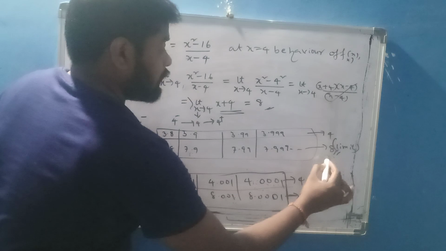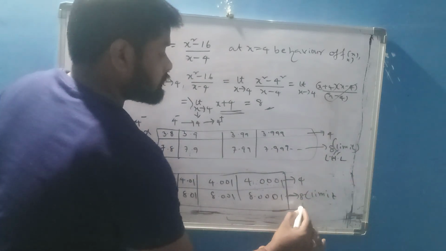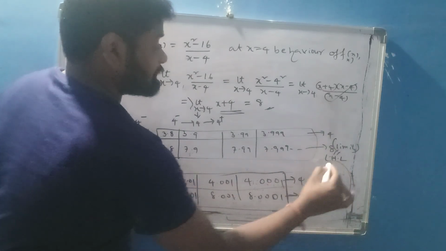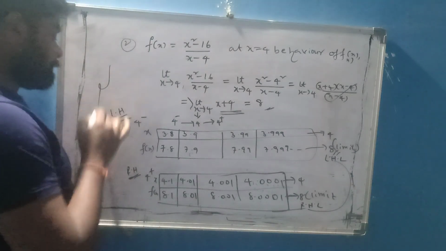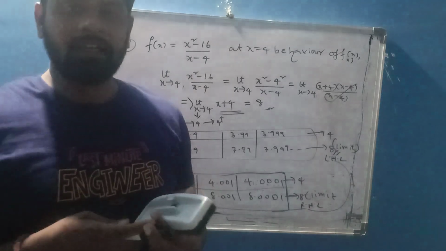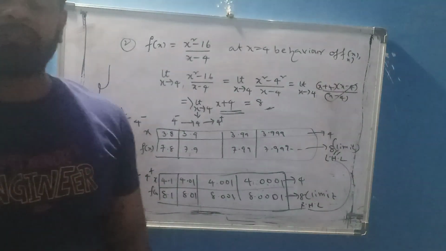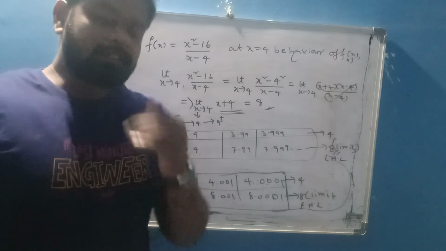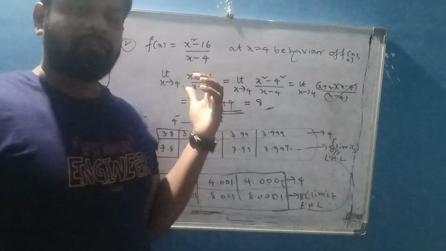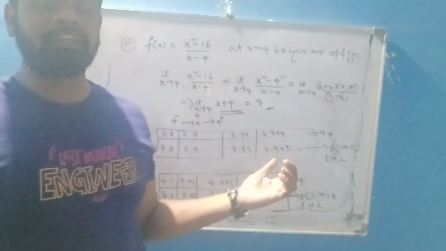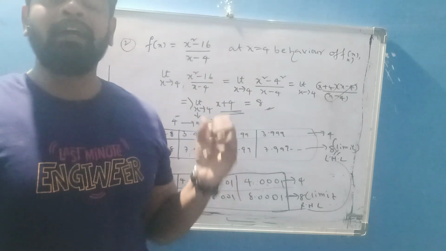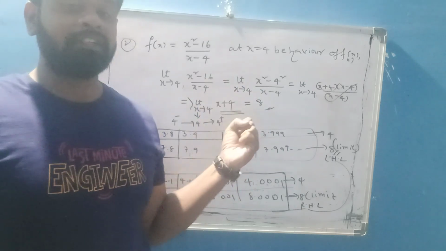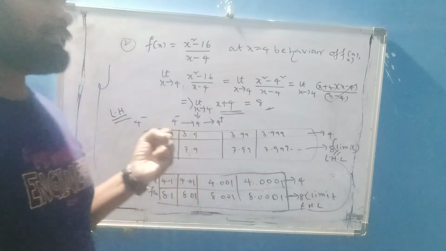This is the left hand limit, this is the right hand limit. Both are equal, therefore the limit exists. This is the limit concept totally. Okay, like this verification. What is the definition of limit? This is the fundamental concept of calculus. We can analyze the behavior of the function at a neighborhood point, at a particular neighborhood point. What is the behavior of the function? That is called the limit.